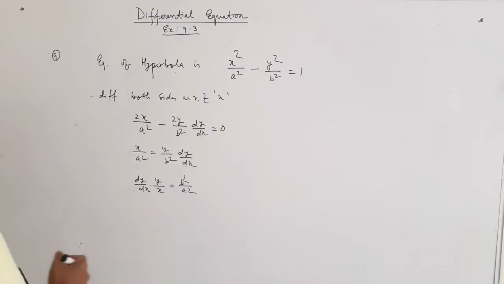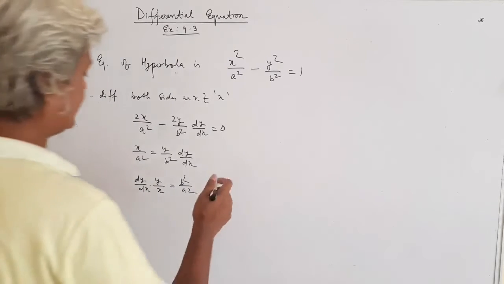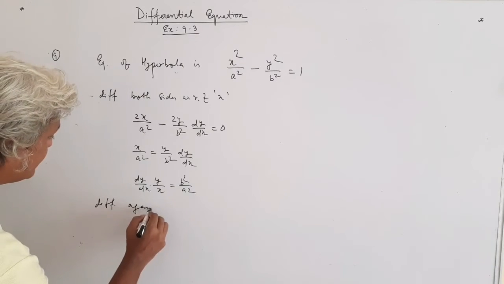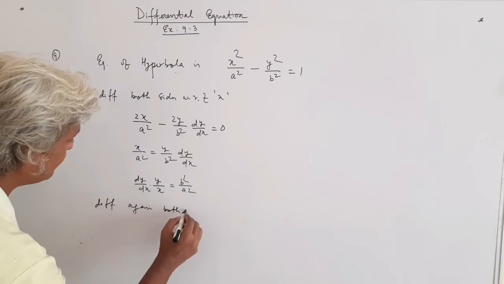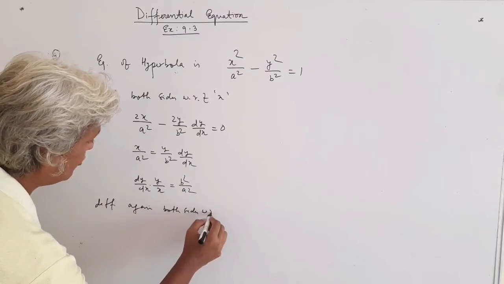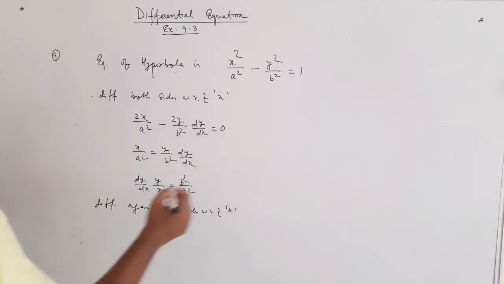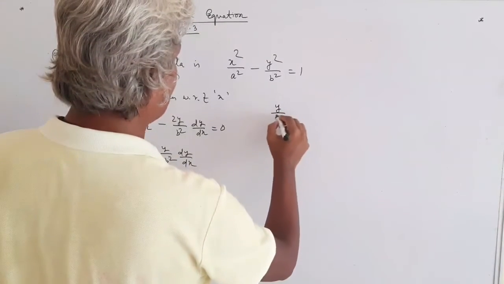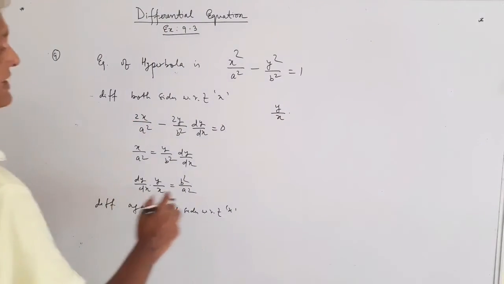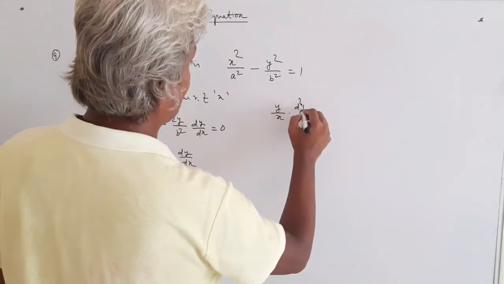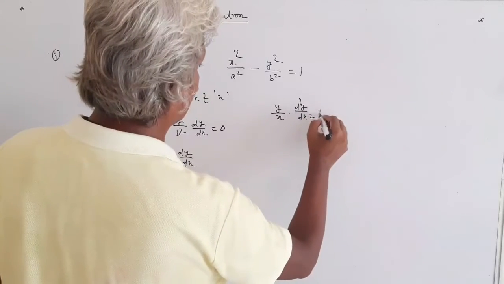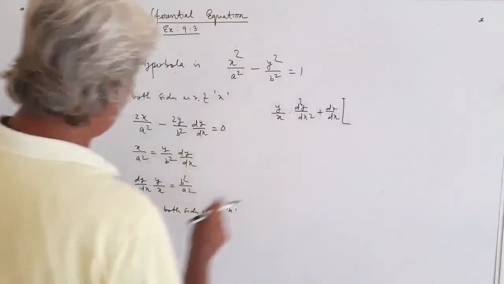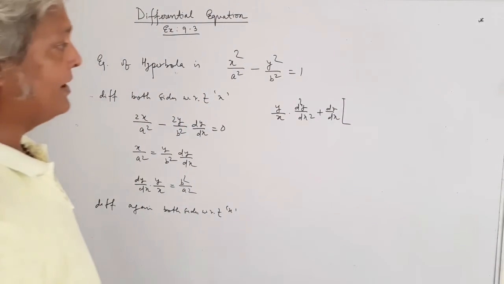Okay, so this part we now have to differentiate again. So differentiating again both sides with respect to x, what do we get? So here we get y by x unchanged. Now differentiation of dy by dx will become d square y over dx square, plus dy by dx, this times unchanged. Now we have to find differentiation of y by x, that is the u by v rule.